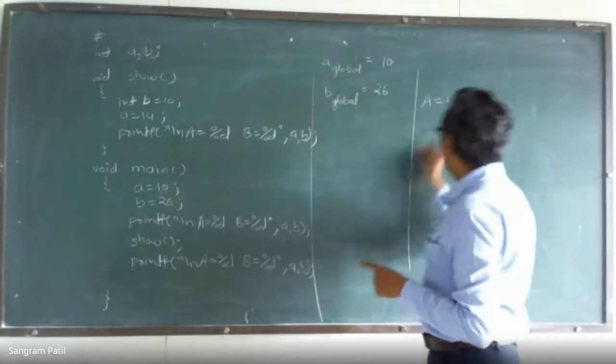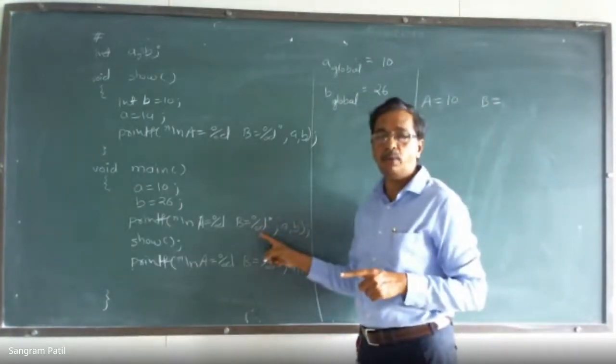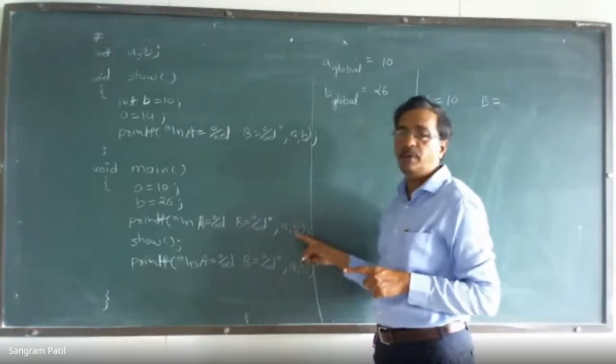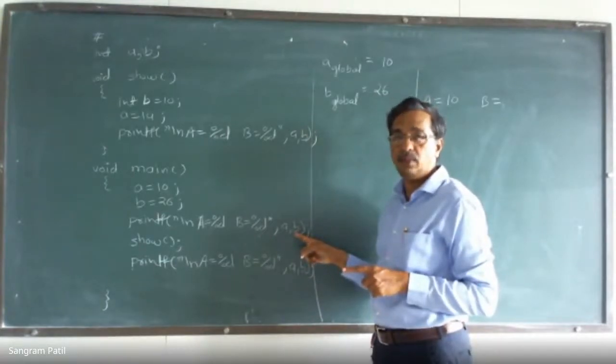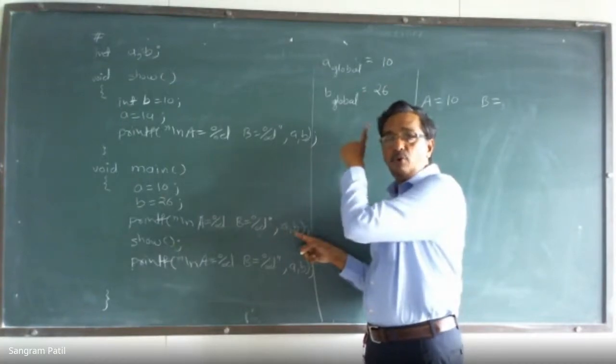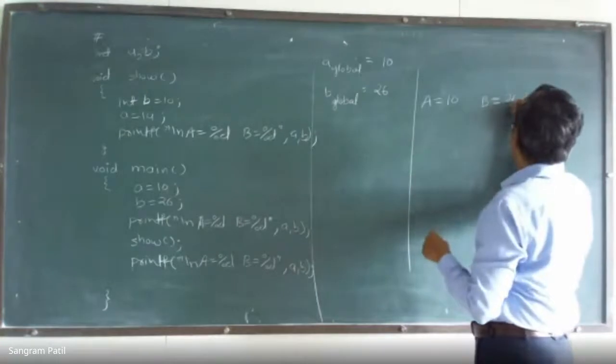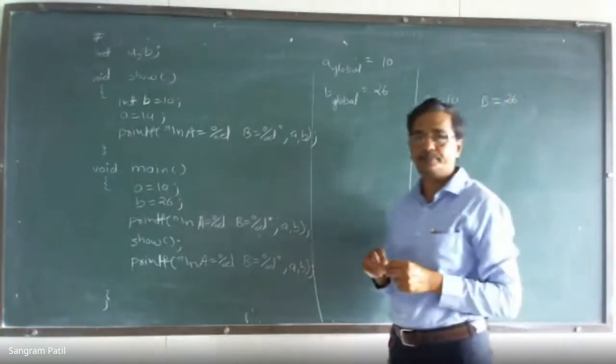Then, on the same line, B is equal to percentage D, print one number, which number? The number which is present in B. Now this statement is used in the main program. So it will check, B is declared in main? No. It is declared in global? Yes. What is the value? 26. So it will give 26.